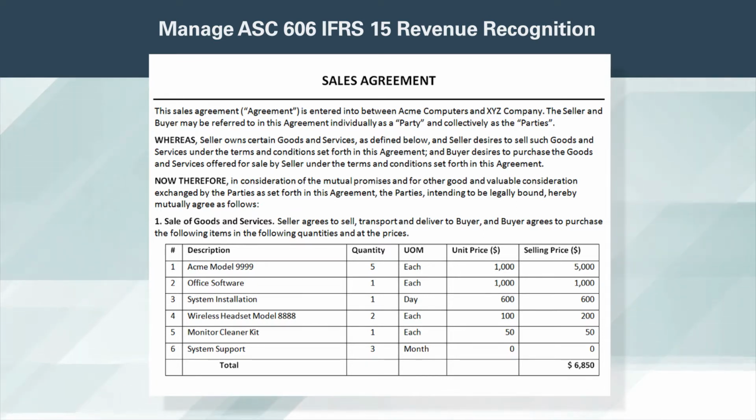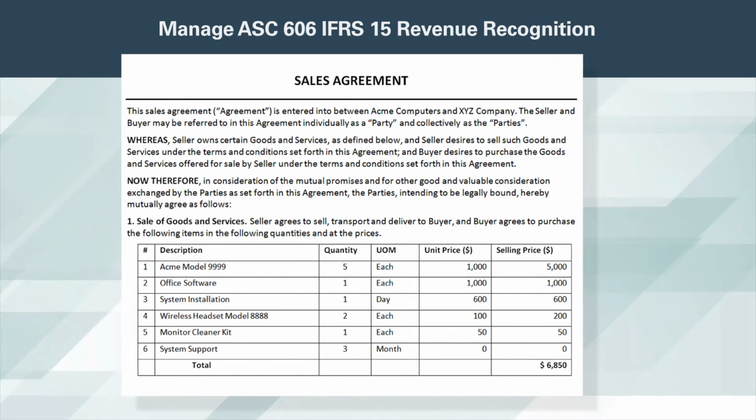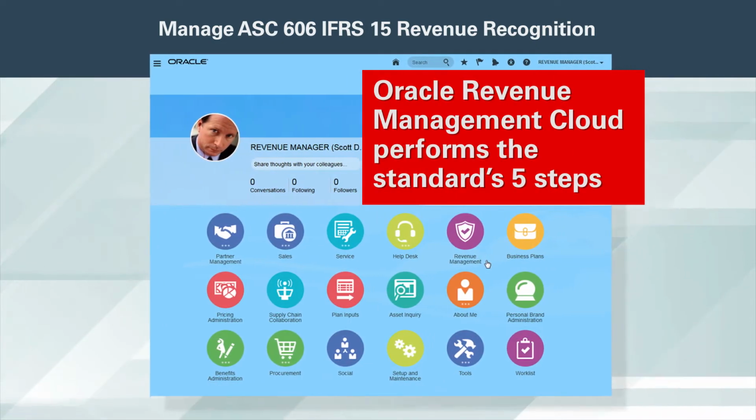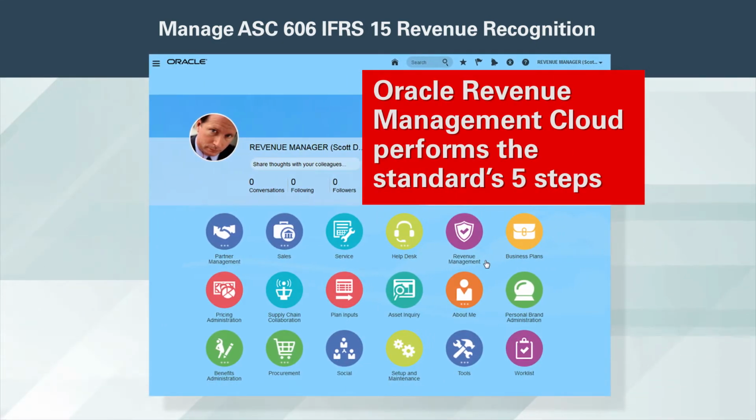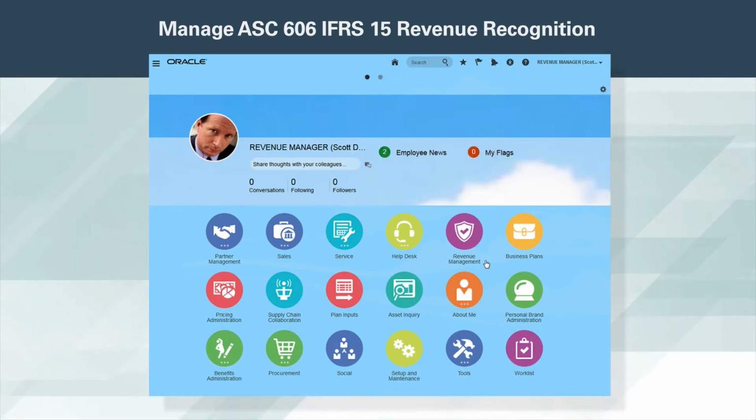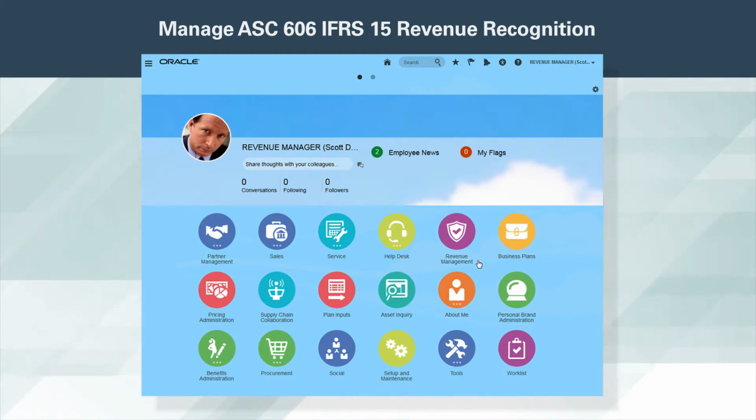The system support is not called out in the client's ordering system, but is always offered, so it is an implied performance obligation. Oracle Revenue Management Cloud performs the standard's 5 steps by identifying, valuing, and recording contracts and performance obligations, and recognizing revenue as each performance obligation is satisfied.